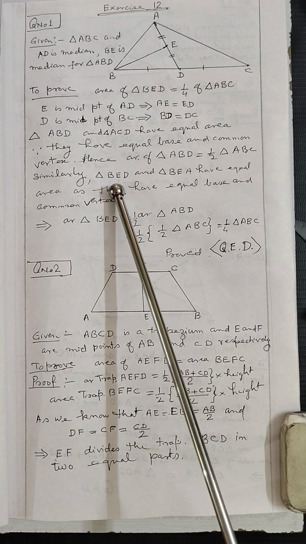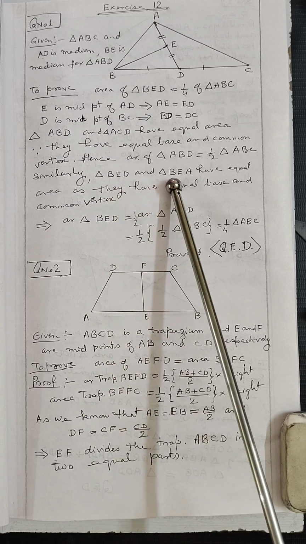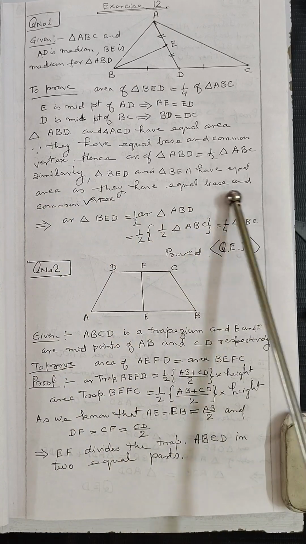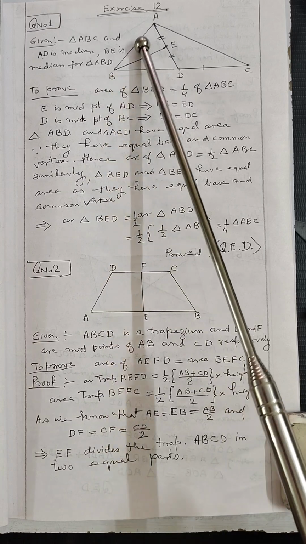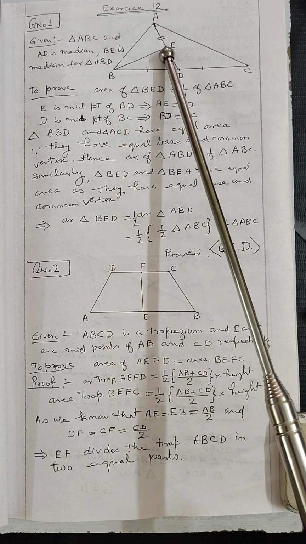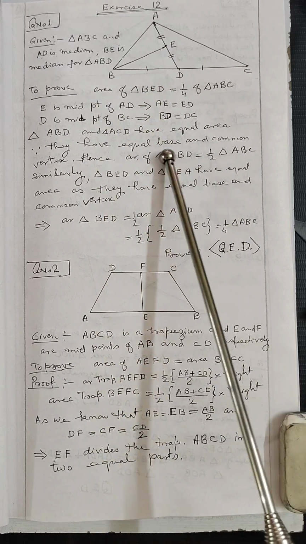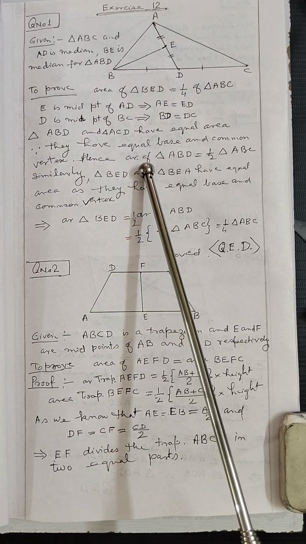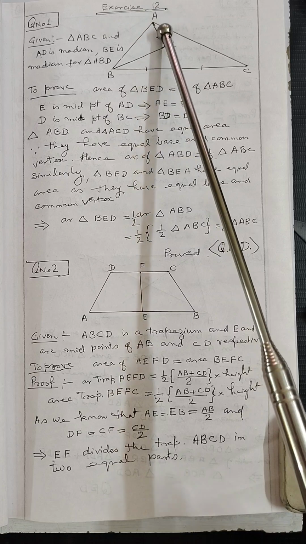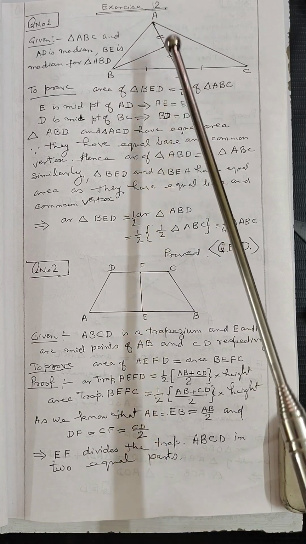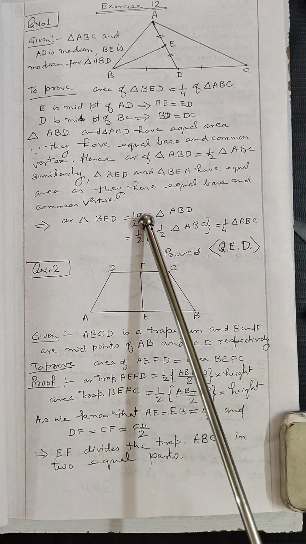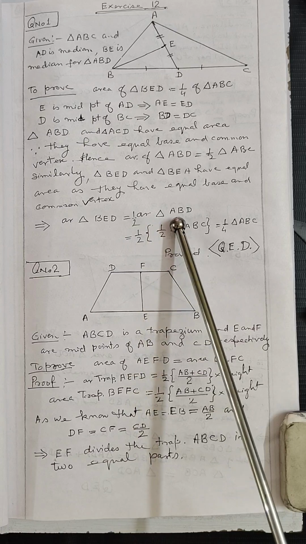Similarly, triangle BED and BEA have equal area as they have equal base and common vertex. Common vertex क्या है गया? B है. B is a common vertex for the triangle ABE and DBE. They have the common vertex, you can say, and their bases are equal because AE is equal to DE. So the area of BED will be 1 by 2 of the area of ABD.